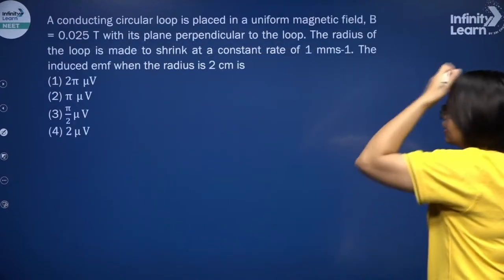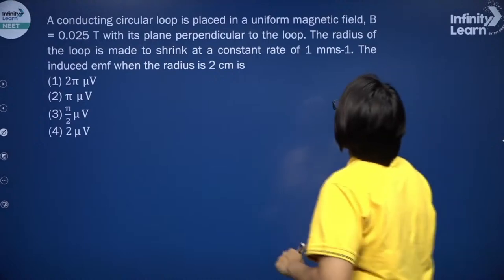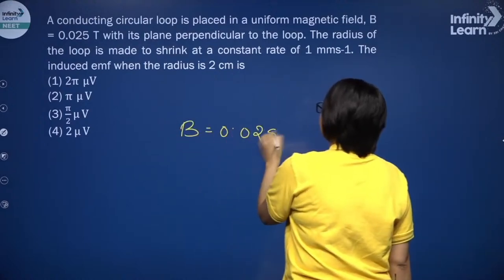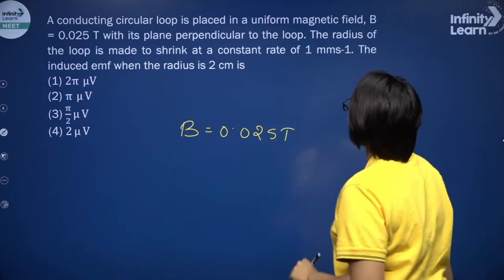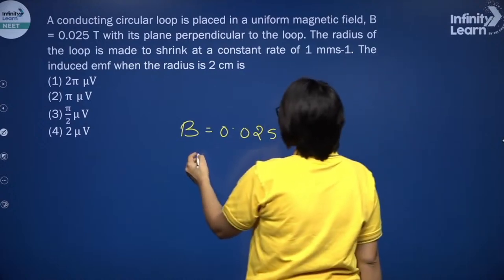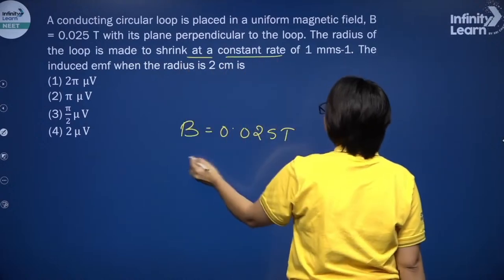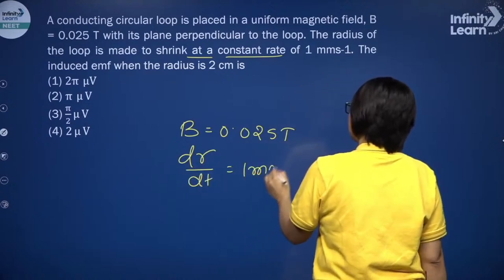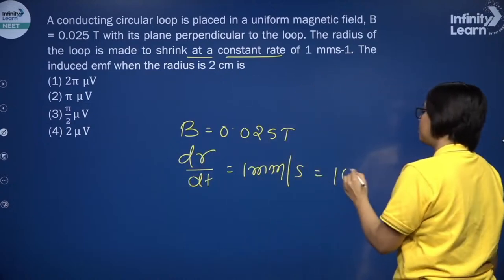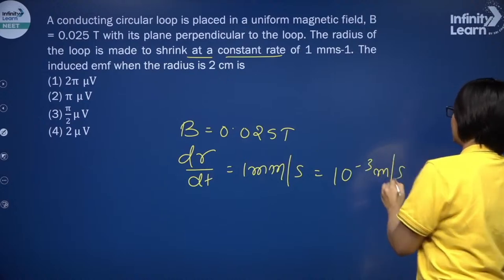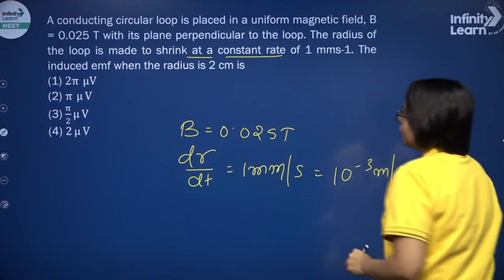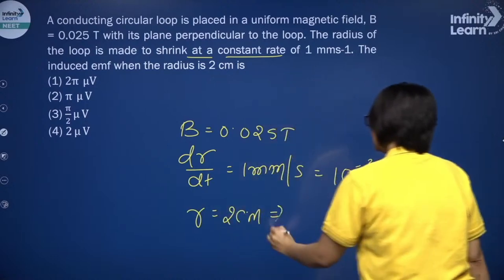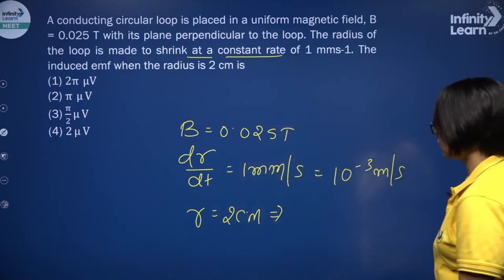Next is this one. A conducting circular loop is placed in a uniform magnetic field, 0.025 Tesla, with its plane perpendicular to the field. Okay. The radius of the loop is made to shrink at a constant rate of 1 millimeter per second, which is 10 power minus 3 meter per second. What is the induced EMF when the radius is 2 centimeter?